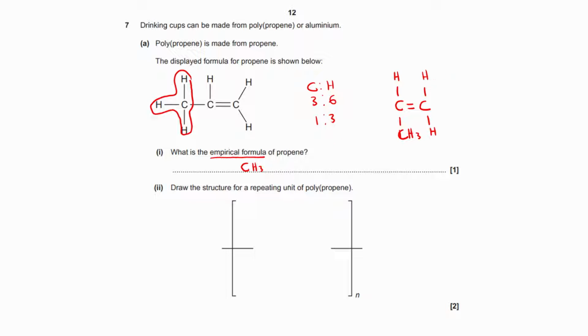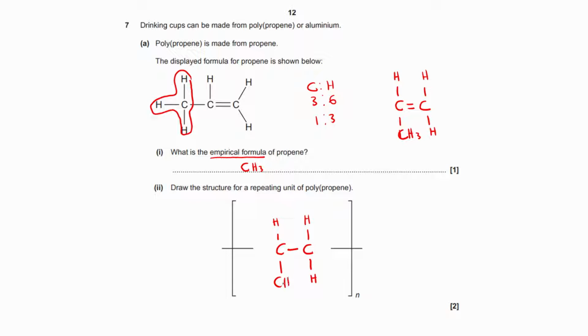So now to do this repeating unit, you just draw this propene molecule but without the double bond. So it's not a carbon-carbon double bond, it's a single bond. That's the key thing that changes when you draw the repeating unit, and you get 1 mark for doing that. Even if you get the rest of the structure wrong, if you don't include the double bond, you get 1 mark for that.